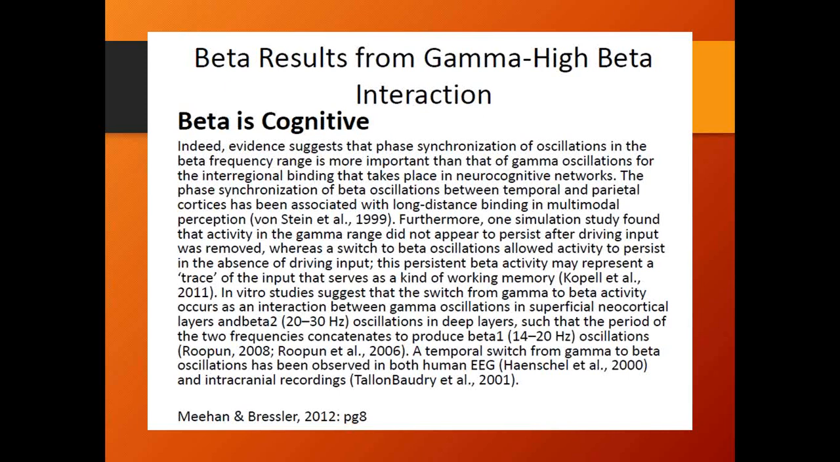The phase synchronization of beta oscillations between temporal and parietal cortices has been associated with long-distance binding in multimodal perception. So when you're binding together a lot of perceptual processes, it's these kinds of beta oscillations in the temporal beta area, and we'll talk about that further as we get down the road.